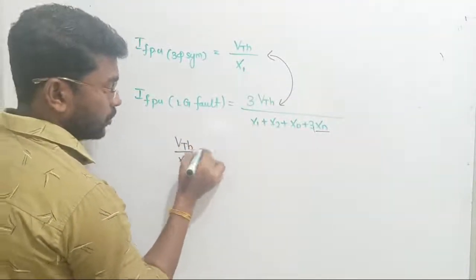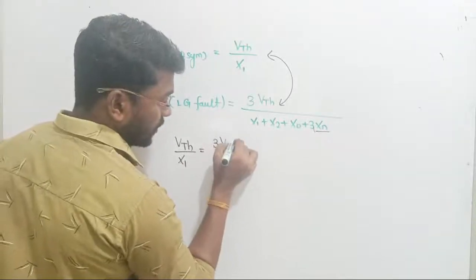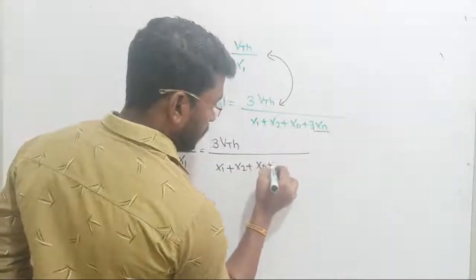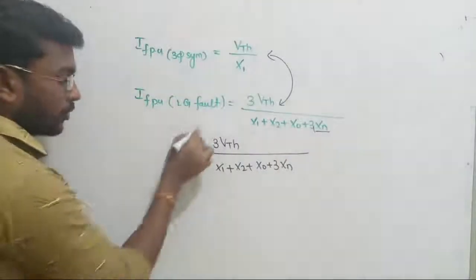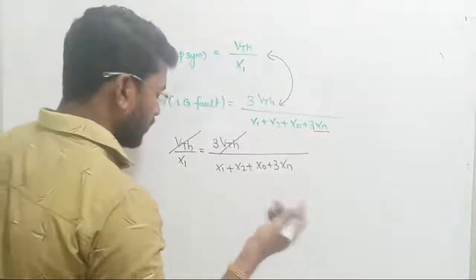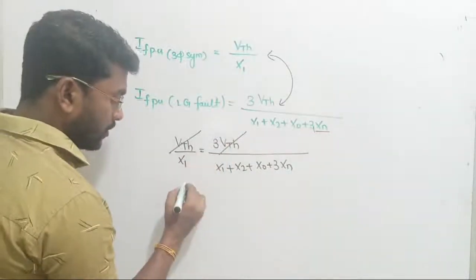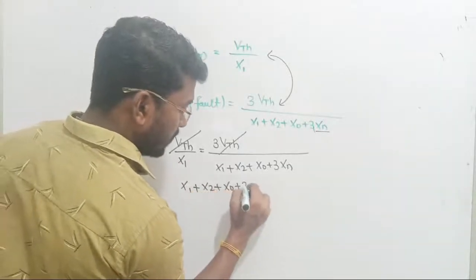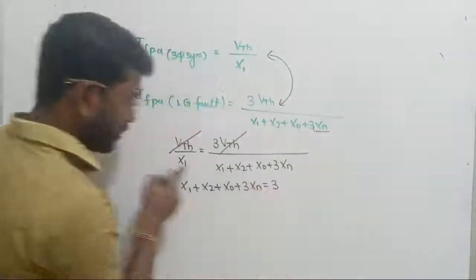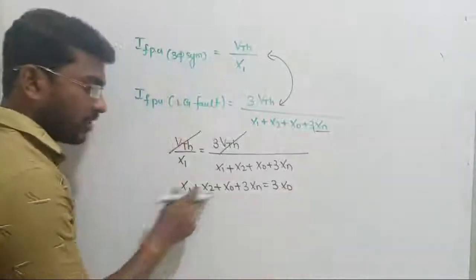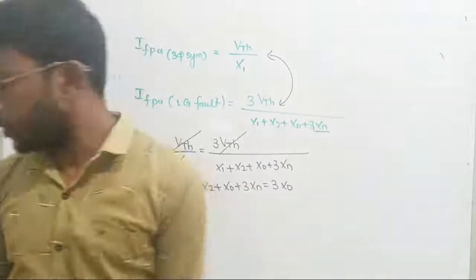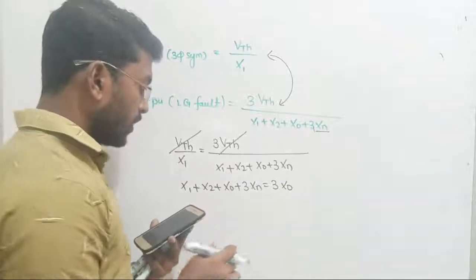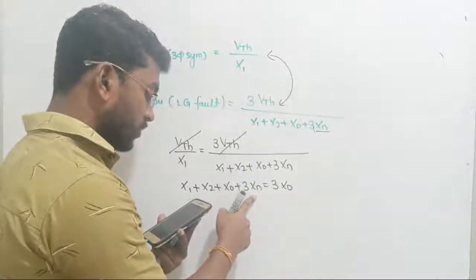VTH divided by x1 should be equal to 3 times VTH divided by x1 plus x2 plus x0 plus 3 times xn, right? So VTH getting cancelled. Anyway, the value is given, 1. Okay, that reduce பண்ணிடுங்க. இது அப்படியே அந்த பக்கம் பாஸ் பண்ணீங்கன்னா, இது லெஃப்ட் சைடு கொண்டு வாங்க. x1 plus x2 plus x0 plus 3 times xn should be equal to 3 times x1, அந்த பக்கம் பாஸ் பண்ணிடுங்க. Now positive, negative, zero sequence were given. Just substitute, find out the neutral reactance value, right? இது வந்து x1 வேல்யூ மட்டும் ஃபைண்ட் பண்ணிக்கோங்க. Just substitute, right?